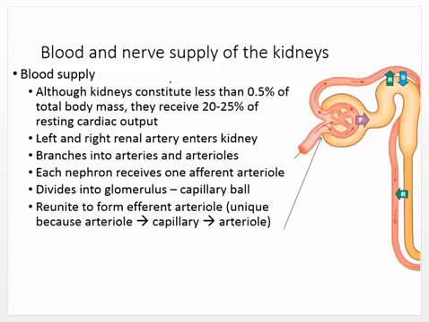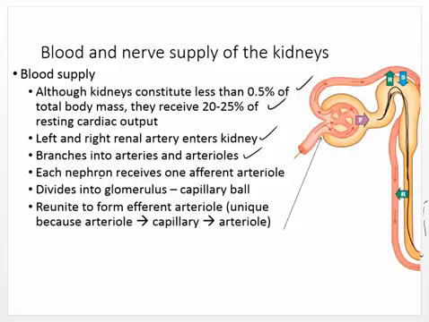All right. So blood and nerve supply. As I mentioned, although the kidneys are 0.5% of the total body mass, they get 20 to 25% of the resting cardiac output. Left and right renal artery enters, branches into arteries and arterioles, and then each nephron, and this is the start of a nephron, this would go on, this is the proximal tubule, and then the descending loop of Henle, and then if we were to keep going, there would be an ascending loop and a distal tubule.